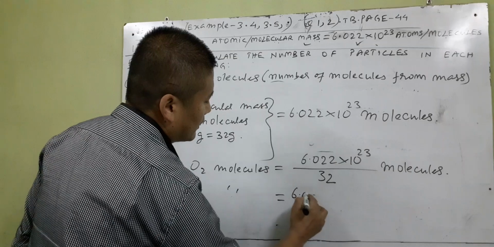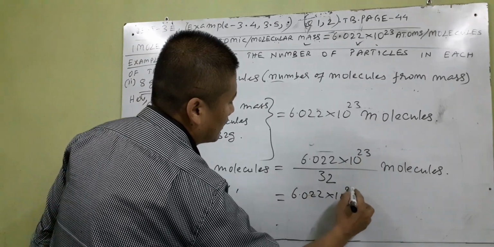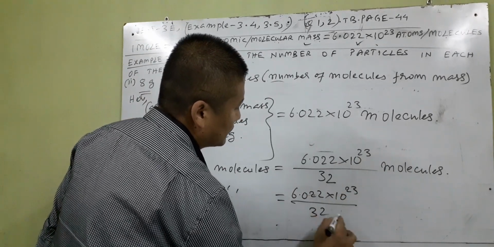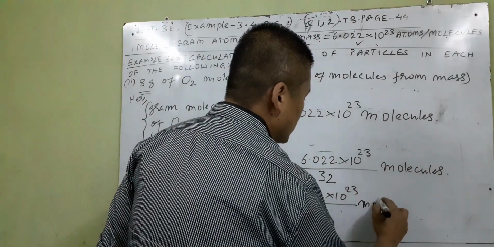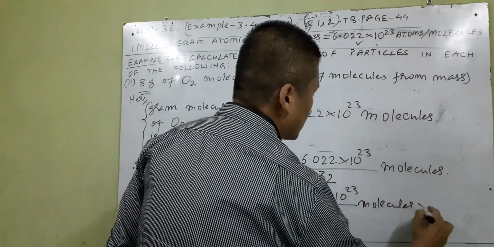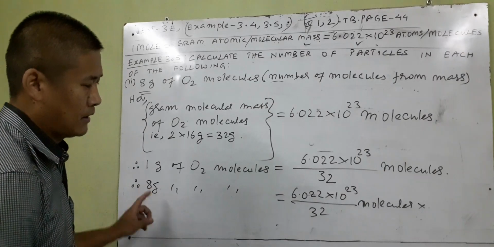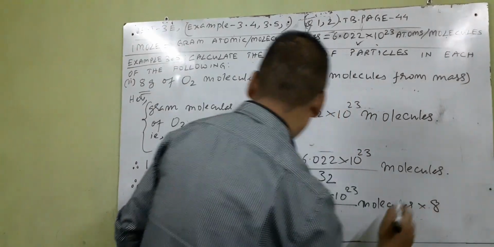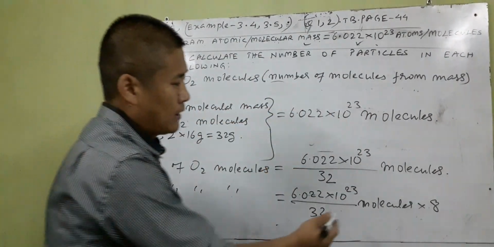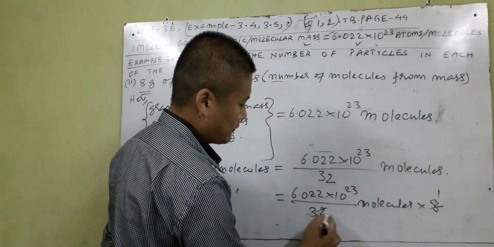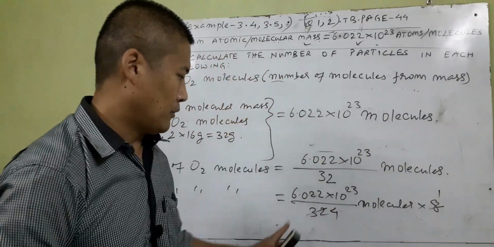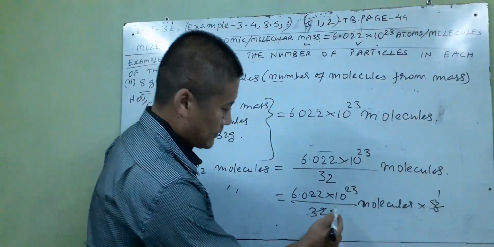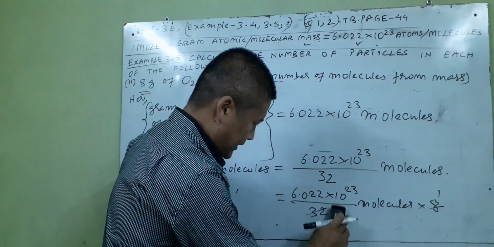Simple, 6.022 into 10 to the power 23 divided by 32. Same thing, you write molecules. And then multiply to this number here, 8. But don't bring the gram. Gram is on the left side, that is molecules. Now 8 ones are 8, 8 fours are 32, right? Now we know this will surely go with 4, right? Because 4 is going to exactly divide any number.